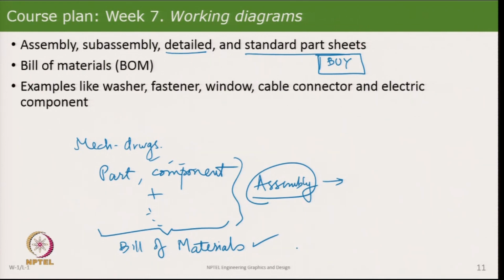It could be an electrical circuit, it could be the building, it could be a piece of furniture, it could be a clothing part, it could be anything like, say, your pressure cooker. All of that has many individual components which come together to make that final product.